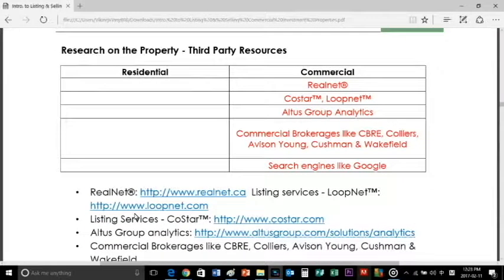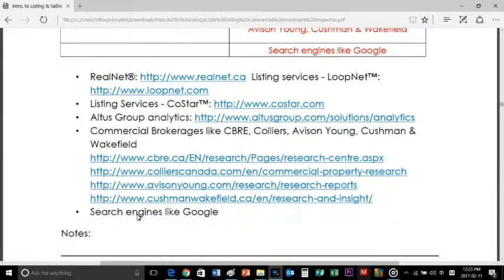Research on the property. Third-party resources. So we've got commercial, RealNet, CoStar, LoopNet, Altus Group Analytics, commercial brokerages like CBRE, Colliers, Avison Young, Cushman & Wakefield, search engines like Google. Here are all the websites for those.